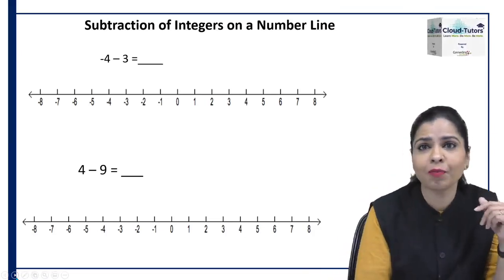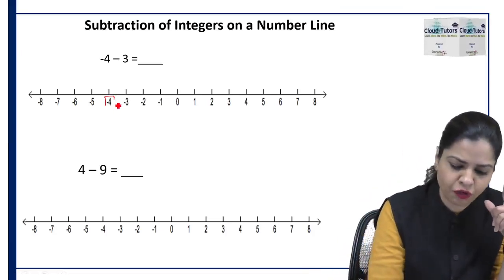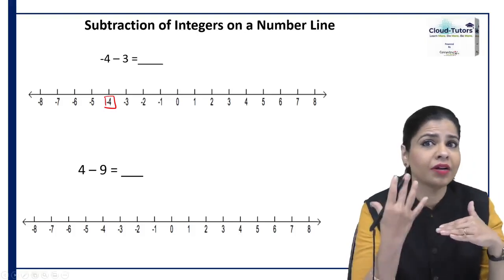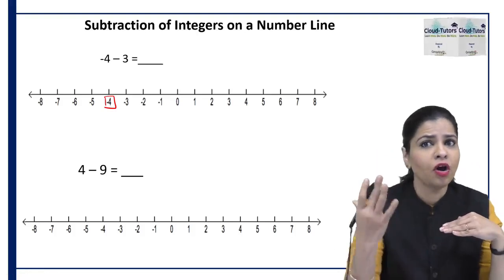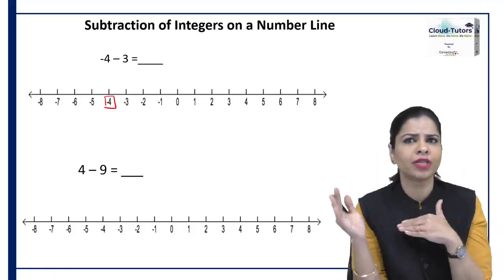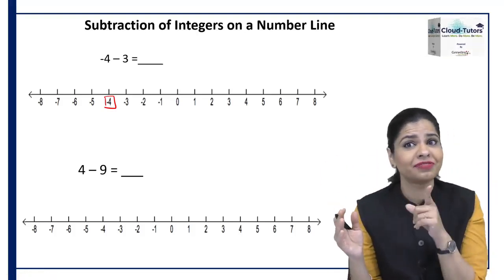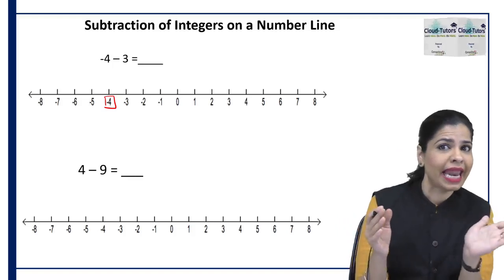So what is my starting point? Negative 4. Now what do I need to do? What is the next number? Negative 3. So which direction should I move? To the right or to the left? It is negative 3. So I move to the left.